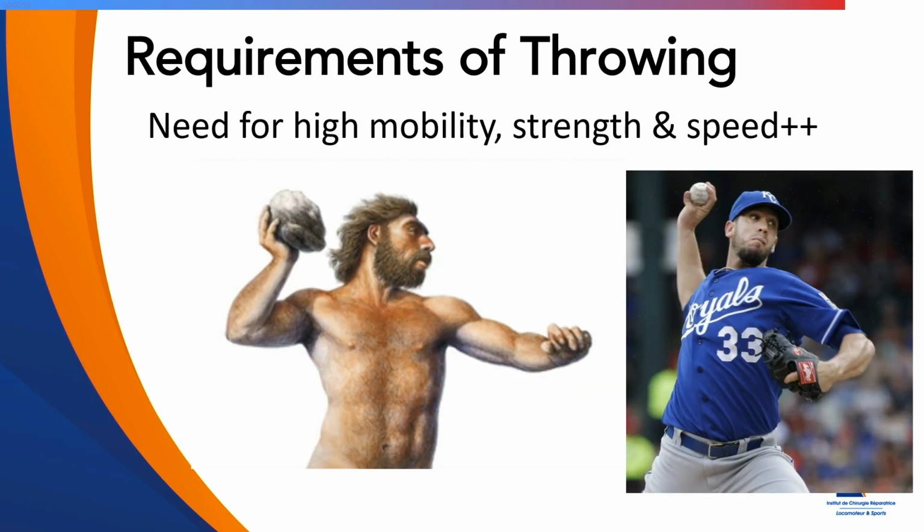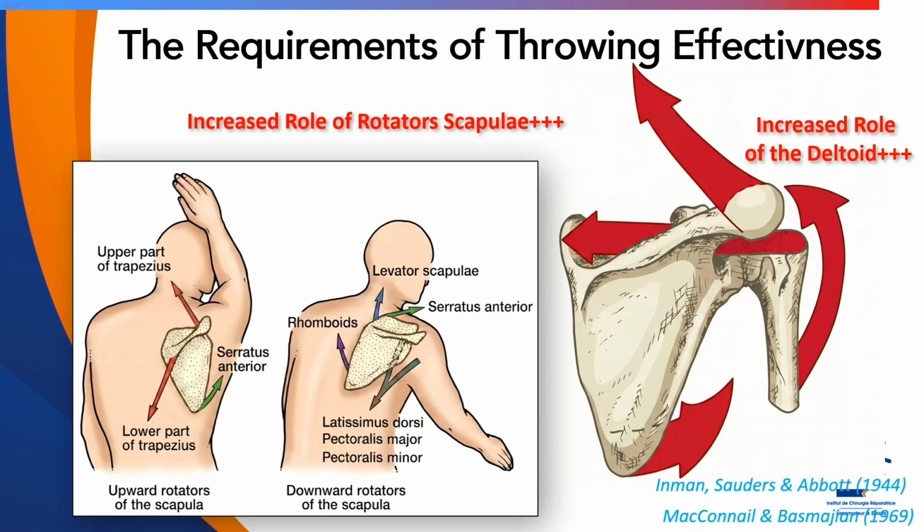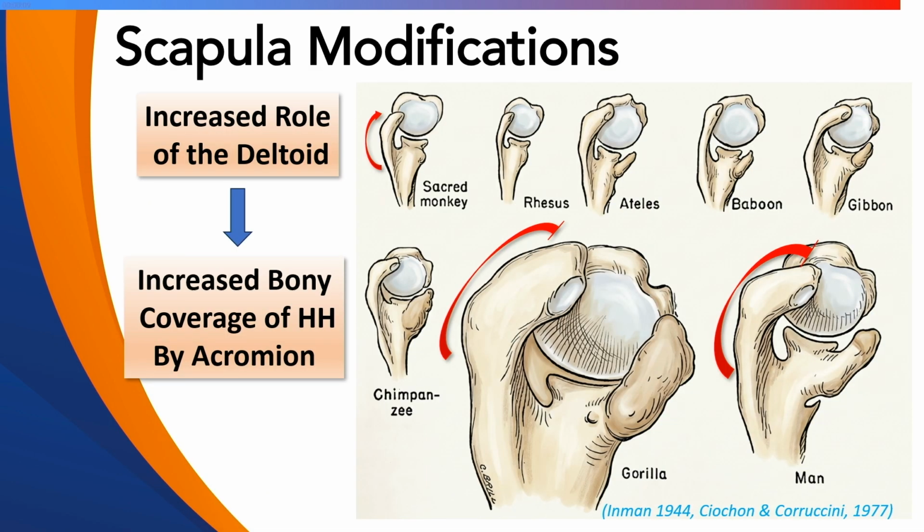Now, the other thing besides bipedalism is throwing. Human beings need to use their arm, so they need to throw. For that, you need high mobility, strength, and speed. And this leads to an increased role of the rotator cuff and scapular muscles, okay? But also an increased role of the deltoid. And this increased role of the deltoid leads to modification also in the scapula.